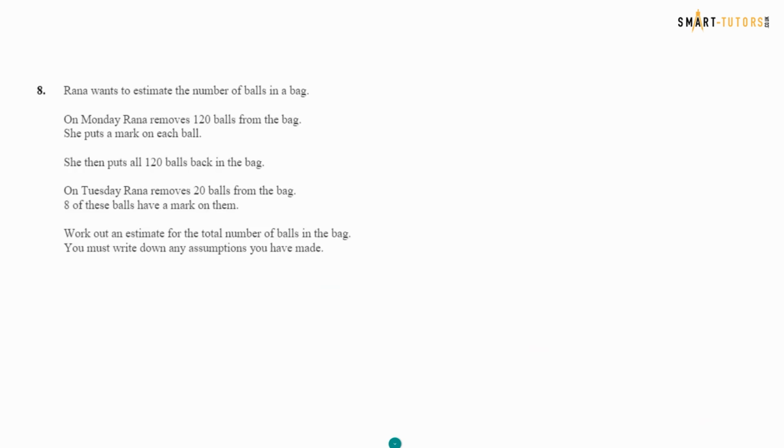Question number 8. Rana wants to estimate the number of balls in a bag. On Monday, Rana removes 120 balls from the bag. She puts a mark on each ball. She then puts all 120 balls back in the bag. So here the experiment happens over 2 days, Monday and Tuesday. You know this method is the capture-recapture method. So the first day she comes and takes 120 balls.